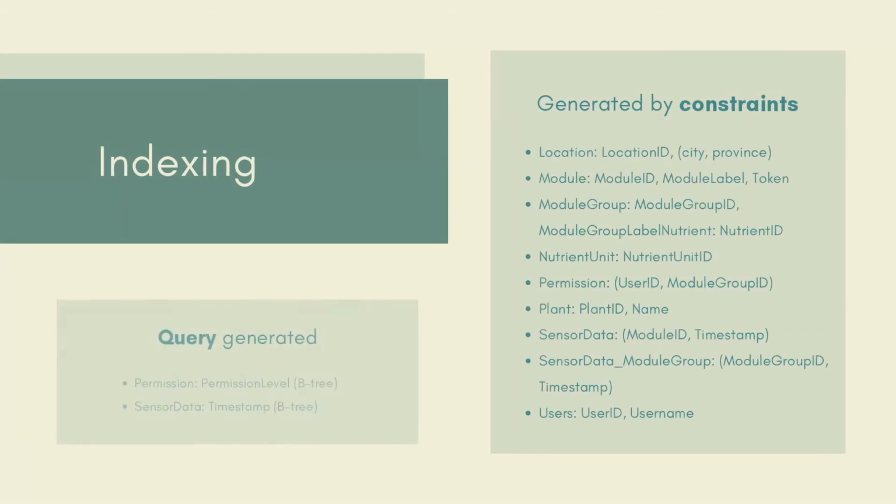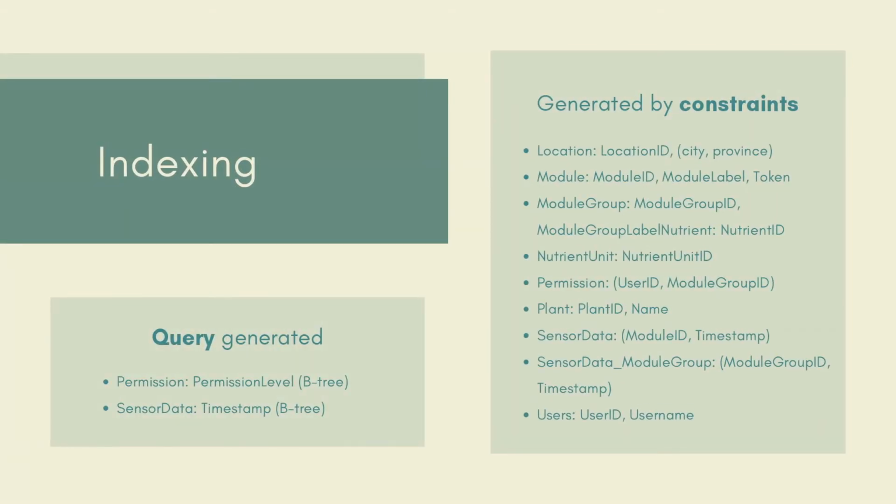Indexing. The indexing in our database consists mainly of the indexes generated when defining primary keys and unique constraints. To improve performance, we've created 2 other B-tree indexes on the attribute permission level of the permission table and timestamp of the sensor data table, since they are the most often used search conditions.